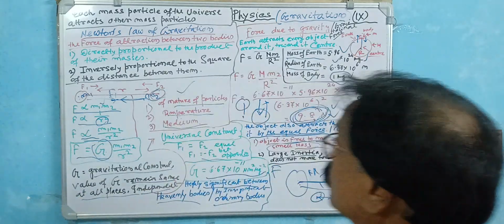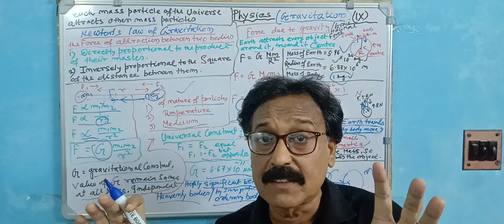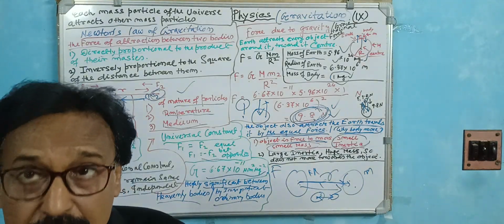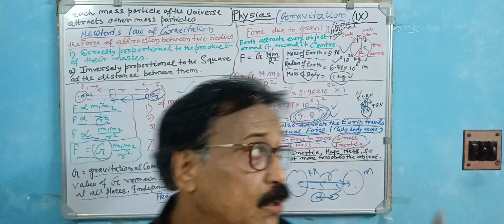Okay, so this is the clear concept, and you just remember G. The main thing in physics is the concept. If you clear your concept in detail, that will be very helpful to you in solving the sums. Okay, so this is the main concept.